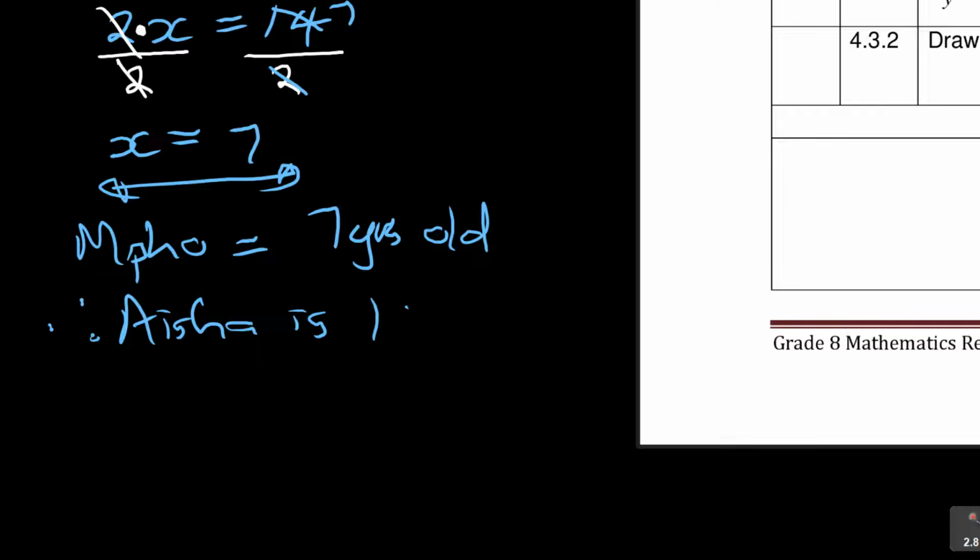is 10. Remember, you can say just 10, or you can say 7 plus 3, which is equal to 10 years old. Okay, so Aisha is what? Aisha is 10 years old. So that was the answer for that.